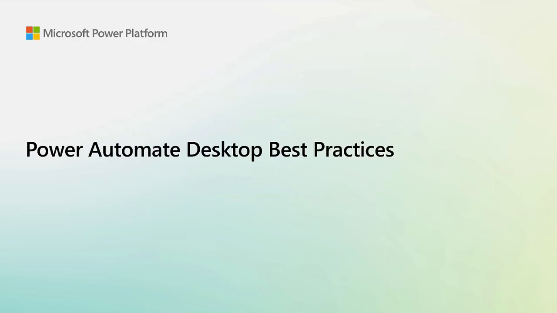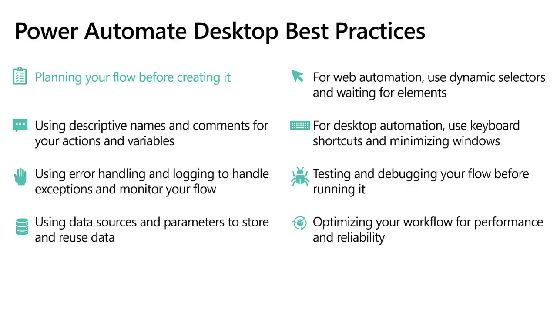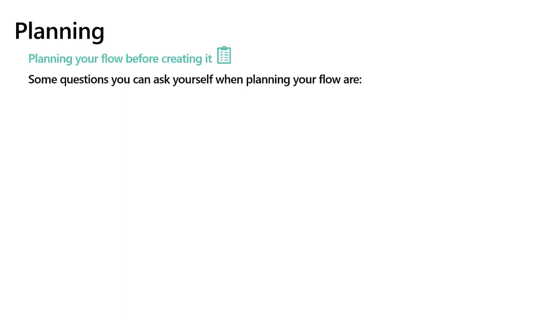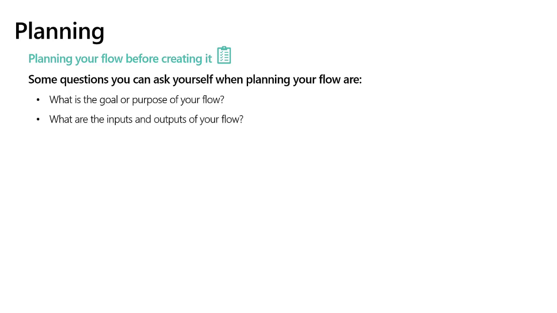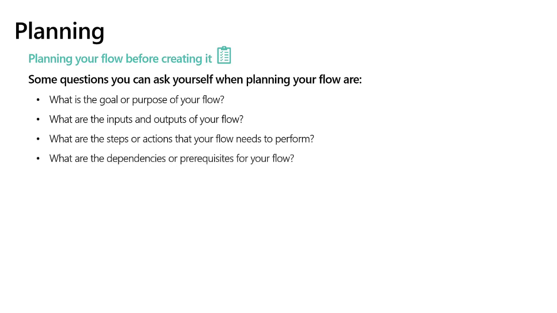Now what I'm going to talk about are some recommendations and best practices for building your flows in Power Automate Desktop. The first thing I want to talk about is planning your flow before creating it. There are some questions you can ask yourself when you're planning your flow, such as, what is the goal or purpose of your flow? What are the inputs and outputs? What are the steps or actions that your flow needs to perform? What are the dependencies or prerequisites of your flow?